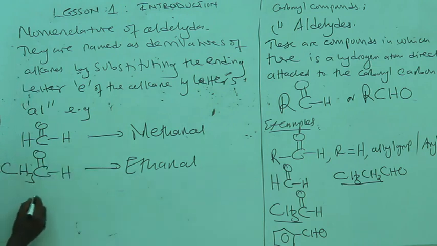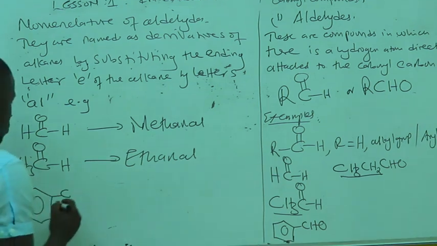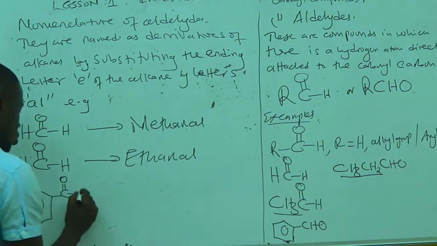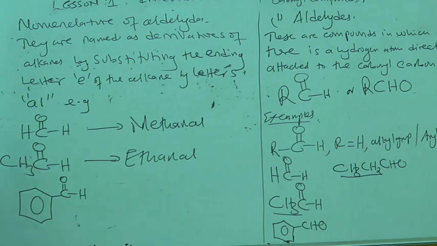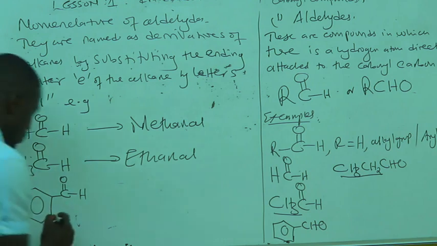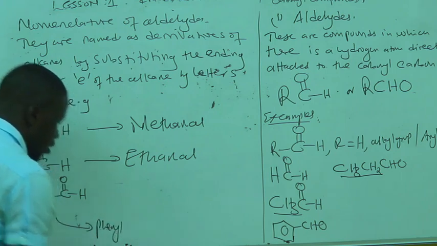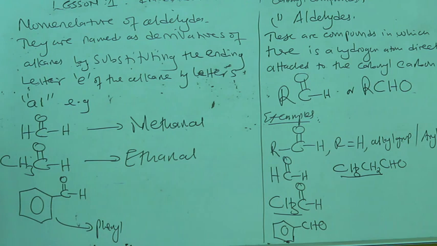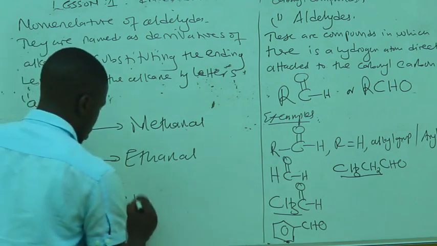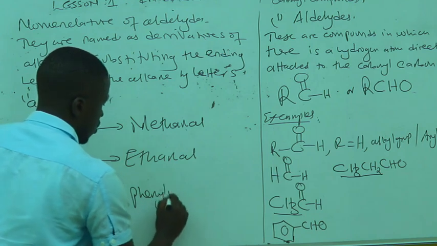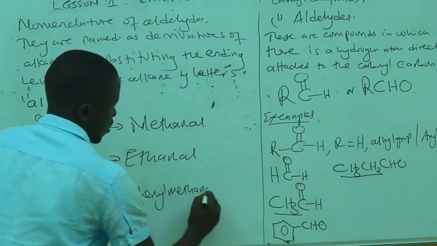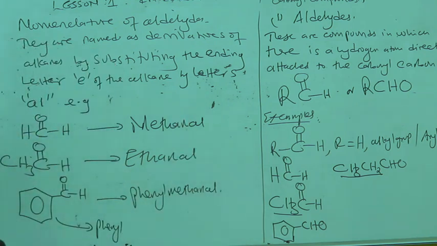Now, if this was instead a benzene ring bonded to one carbon atom, this compound here has a benzene ring. Once the benzene ring is a side chain, then we call it a phenyl. So we have a phenyl group bonded to one carbon atom of the aldehyde. So the name would be phenyl methanol. Phenyl methanol. Although this compound will have other names like benzaldehyde.